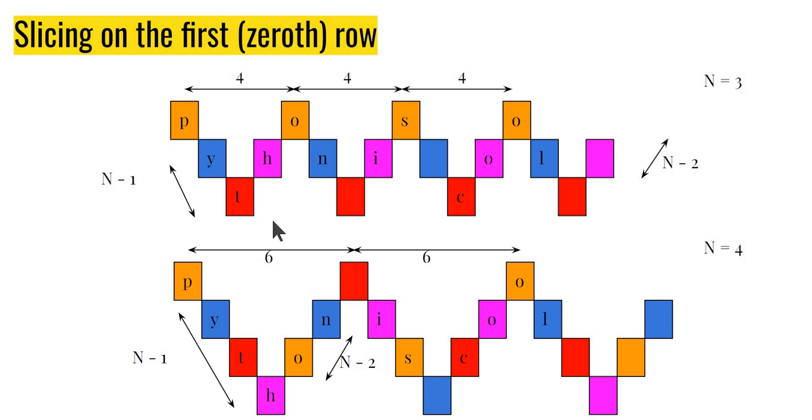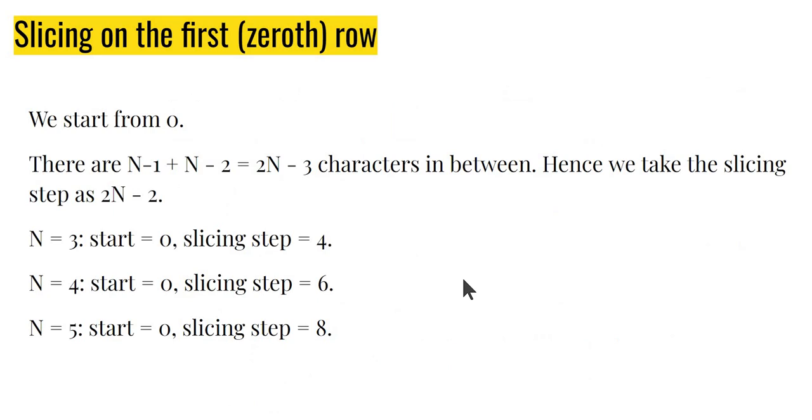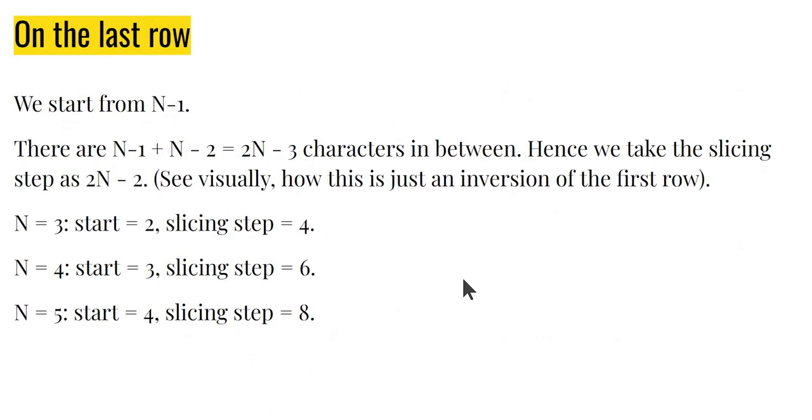The only difference is that my starting has to happen from, for example, letter number 2 in this case, so 0, 1, 2. In this case, letter number 3. So really, first row and last row can be handled quite similarly because all I'm doing is to create two different slices at a certain spacing, which is in this case, let's say, 2n minus 2. Only difference is my start changes.